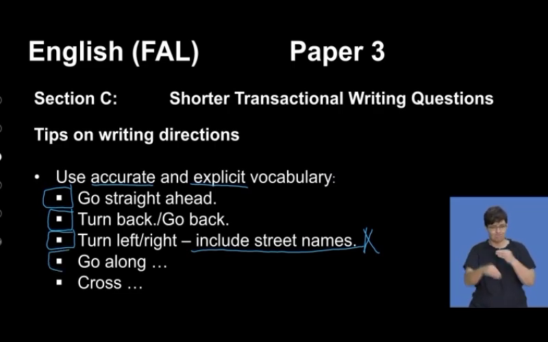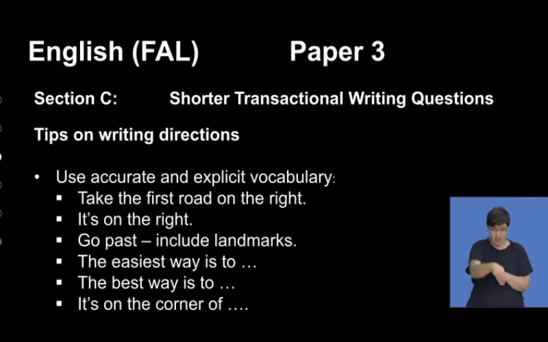And go along is also another term that we could use. And then also cross over. Remember, we've mentioned that before. So now if we use accurate and explicit vocabulary for directions, okay, you take the first road on the right and give it the name of the street. Okay, then it's on the right.